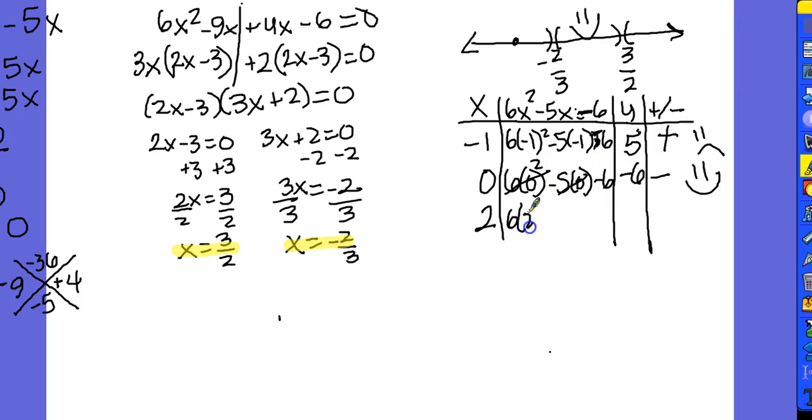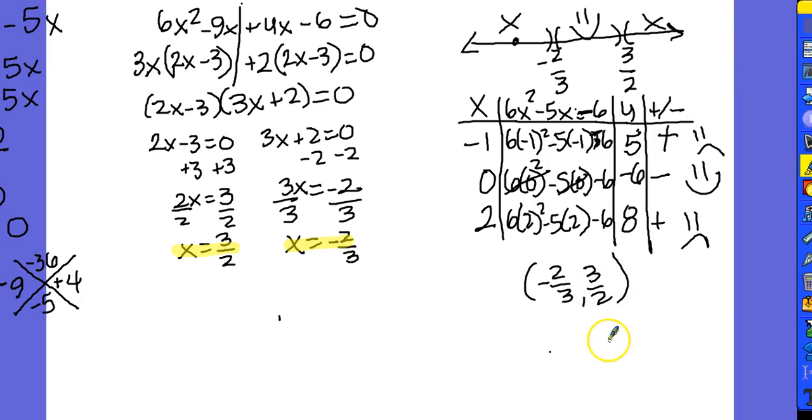So let's do 6 times 2 squared minus 5 times 2 minus 6. So that's 6 times 4, 24. Minus 10 is 14. Minus 6 is positive 8. That's positive. We don't want that. We don't want that section where the negative 1 exists. We don't want that section. So our solution is still the same. Negative 2/3 to 3/2, non-inclusive.